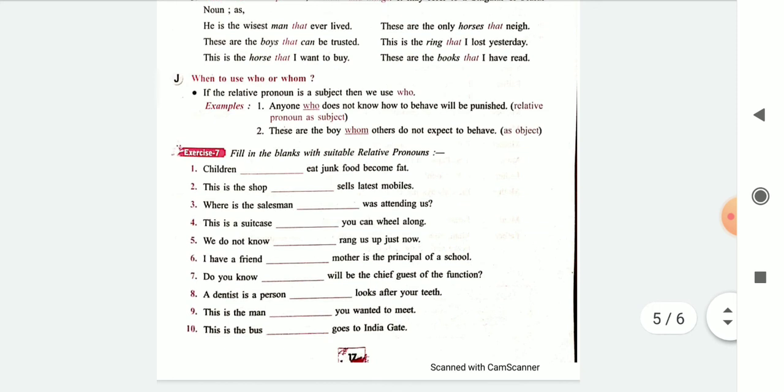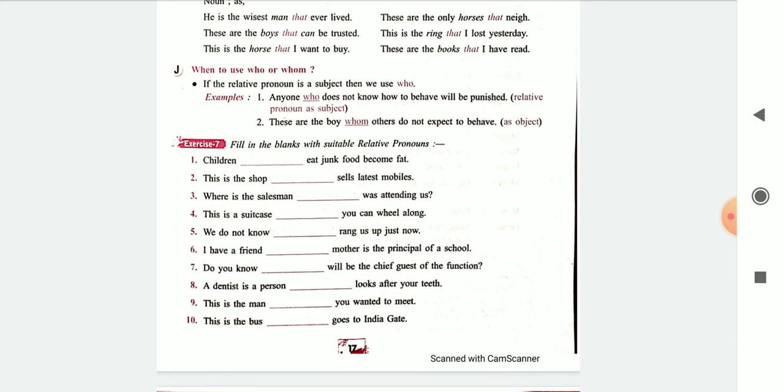And the exercise 7 is based exactly on that. We have to fill up with the suitable relative pronouns. I'll do the first one for you. Children. It's a subject. So which children? Children who eat junk food become fat. Let's do number 4. This is a suitcase which you can wheel along. Why which? Because it is a non-living thing. Let's do the 6th one. I have a friend whose mother is the principal of a school. Here we will write whose, W-H-O-S-E, whose.